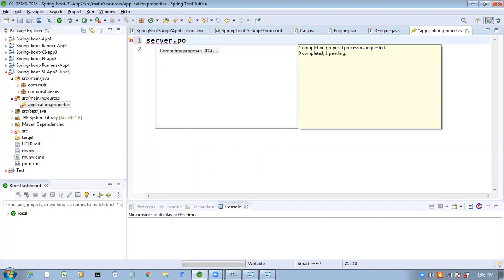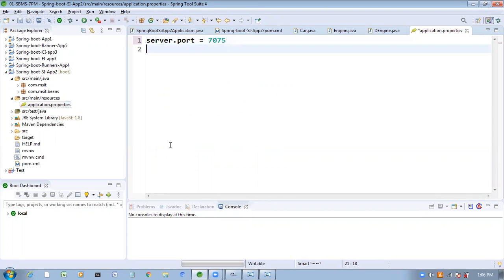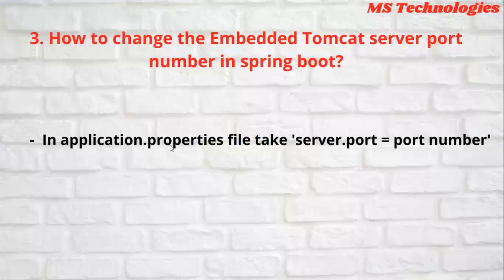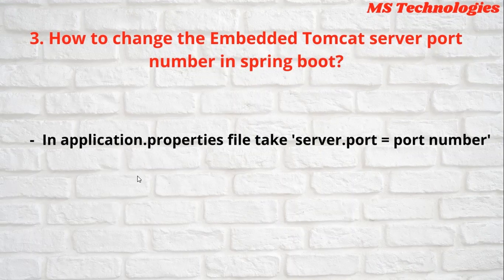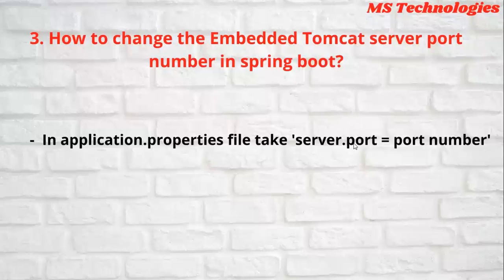inside this we can take server.port is equal to 7075. So like this we can change the port number. How to change the embedded Tomcat server port number in Spring Boot? In the application.properties file, take server.port is equal to the port number. Like this we can change the port number, right?